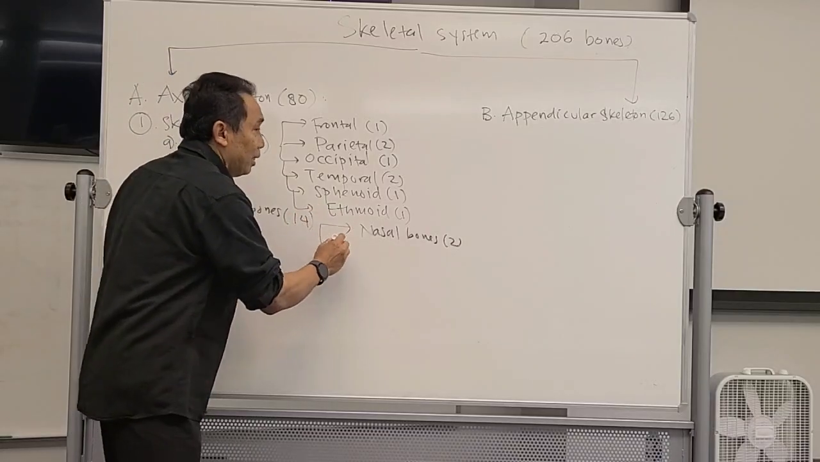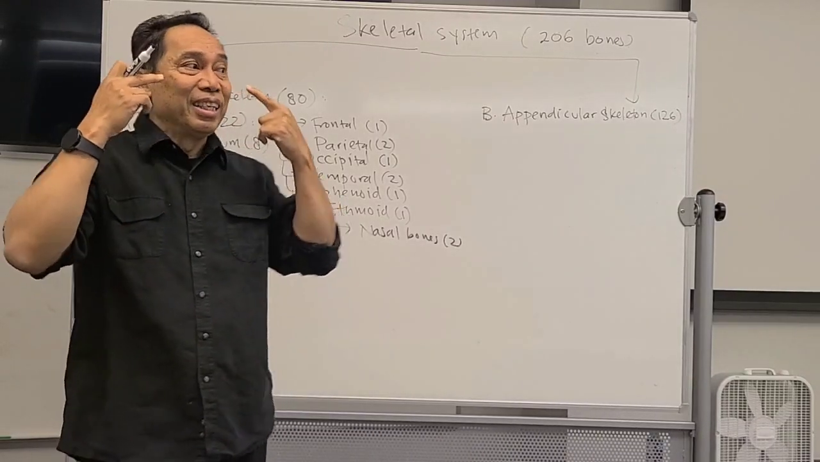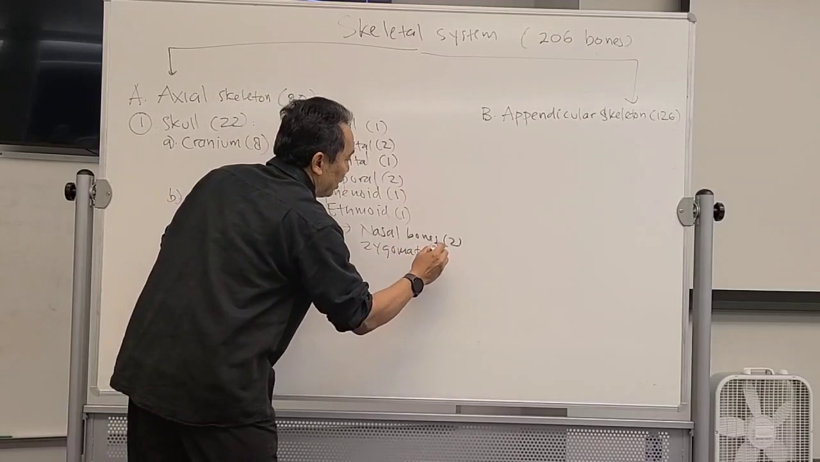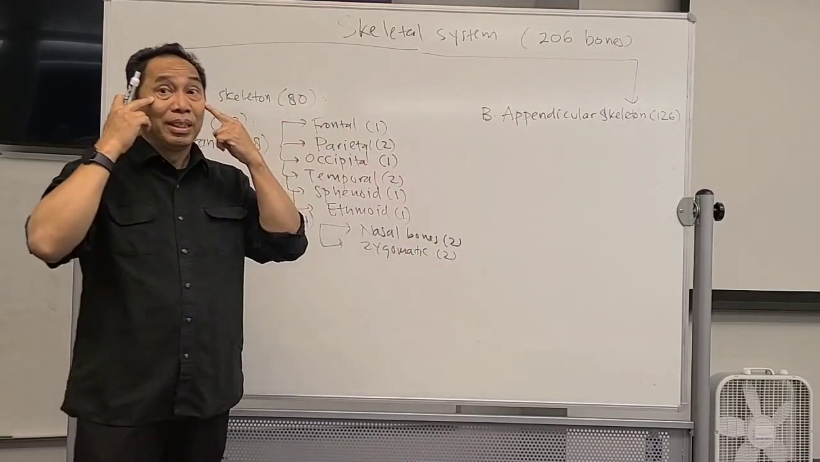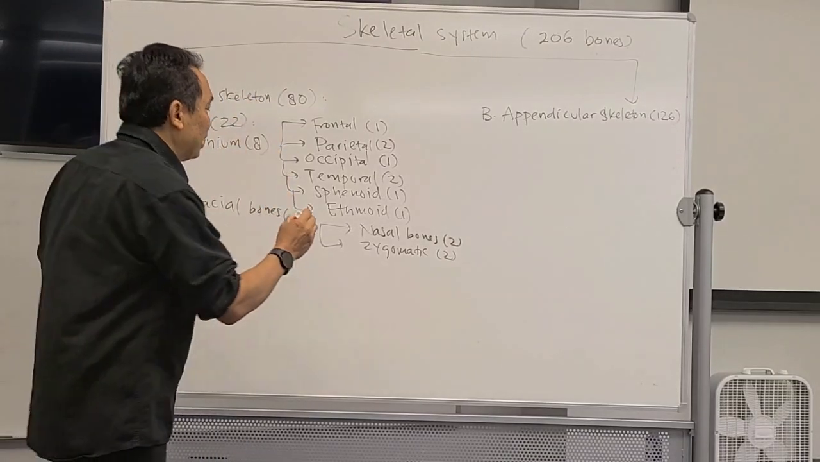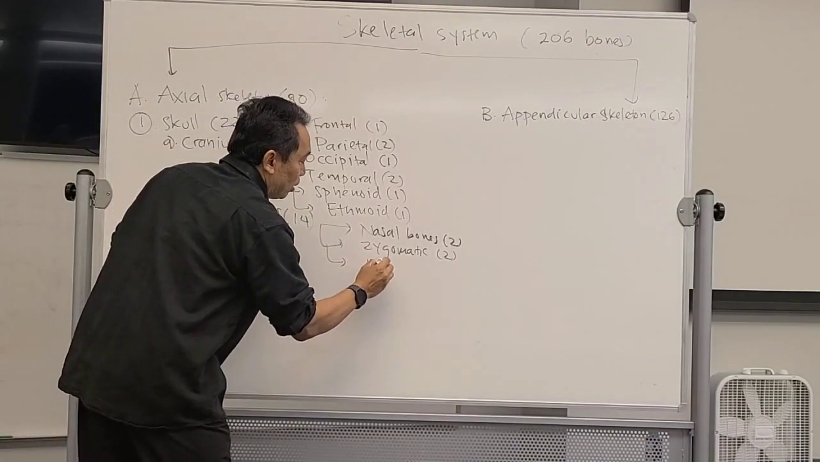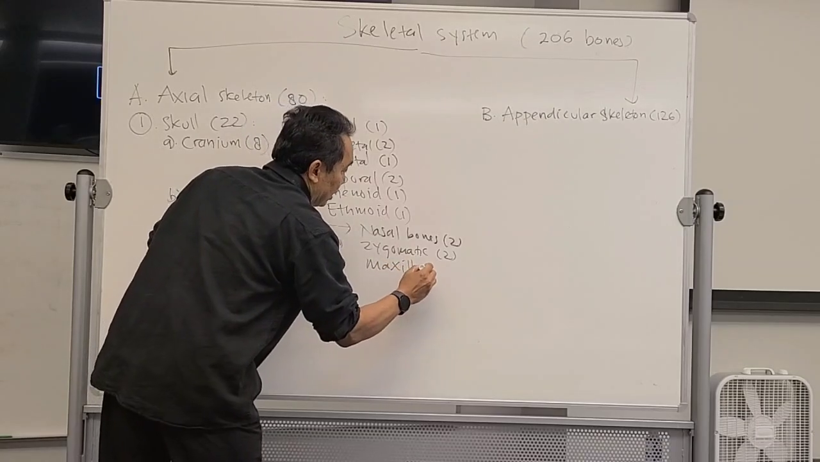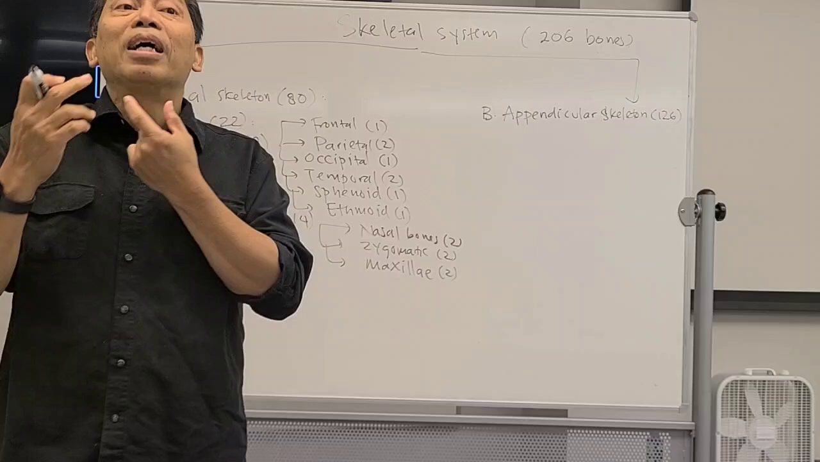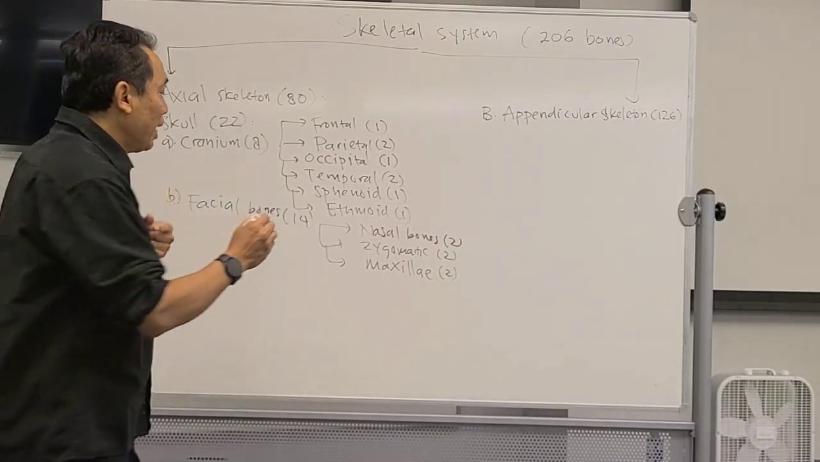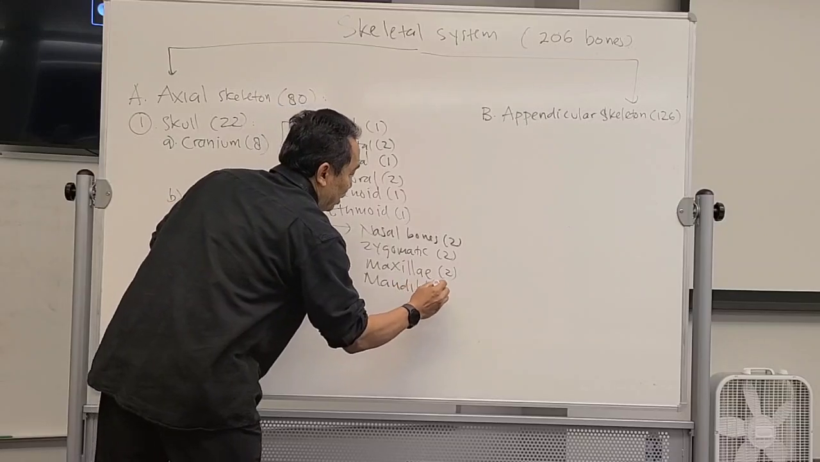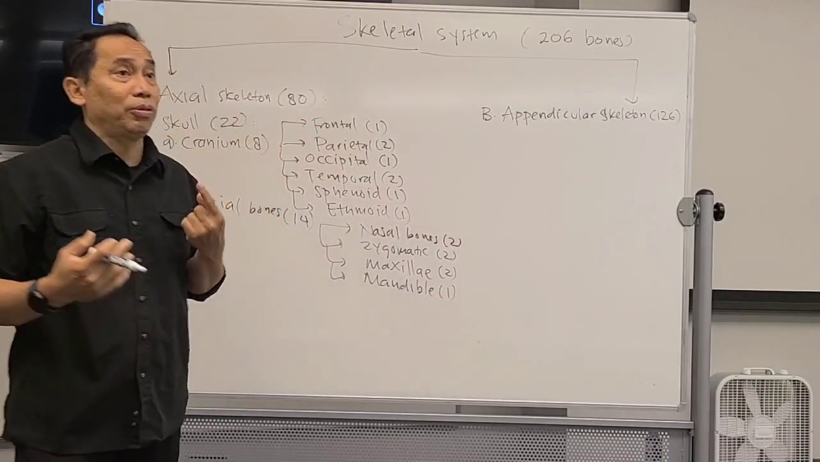The second one is your cheekbone. Zygomatic, which is 2, left and right. The next one here, the upper jaw. Maxilla. Or if it is 2, it's called maxillae. This is 2. The lower jaw, mandible. Only 1. Okay, remember mandible is only 1. It's fused together, left and right.